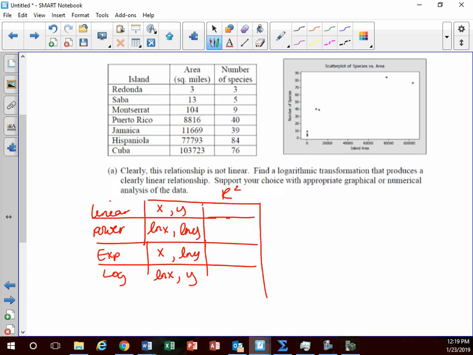We know the linear one's not going to work, but we can still jot down what our R-squared value is for that. So I know this is going to take you a minute to enter in your data into your list 1, list 2, take your natural logs of those, and then we'll look at how you did.